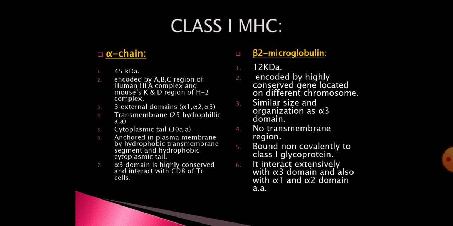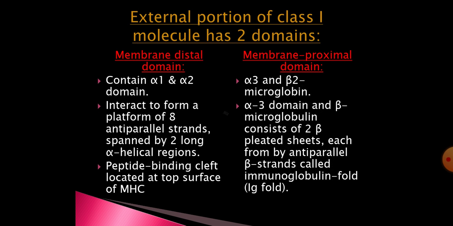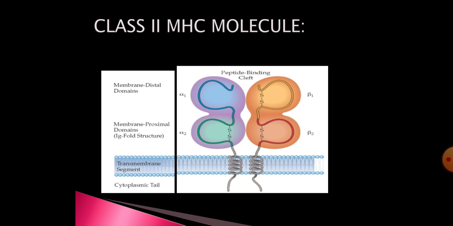And now here is the diagram of the class 2 MHC molecule. In this diagram it shows that it also has 2 different polypeptide chains, alpha and beta, and their molecular weight is also different. Alpha is 33 kilodalton and beta is 22 kilodalton, and each chain contains 2 external domains. Alpha has alpha 1 and alpha 2 and beta has beta 1 and beta 2.